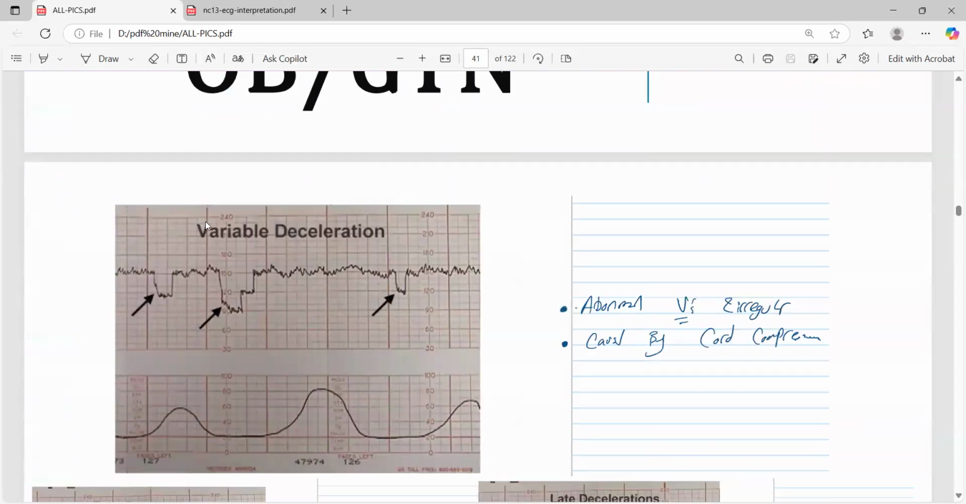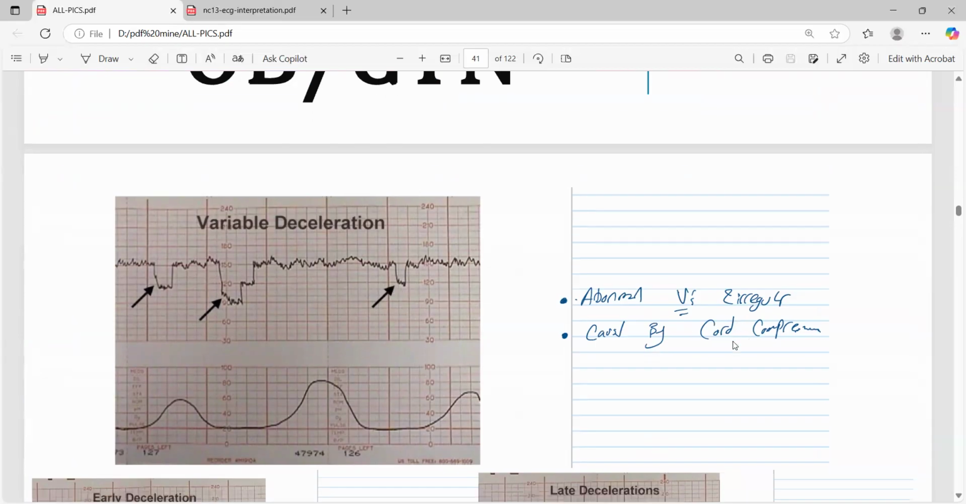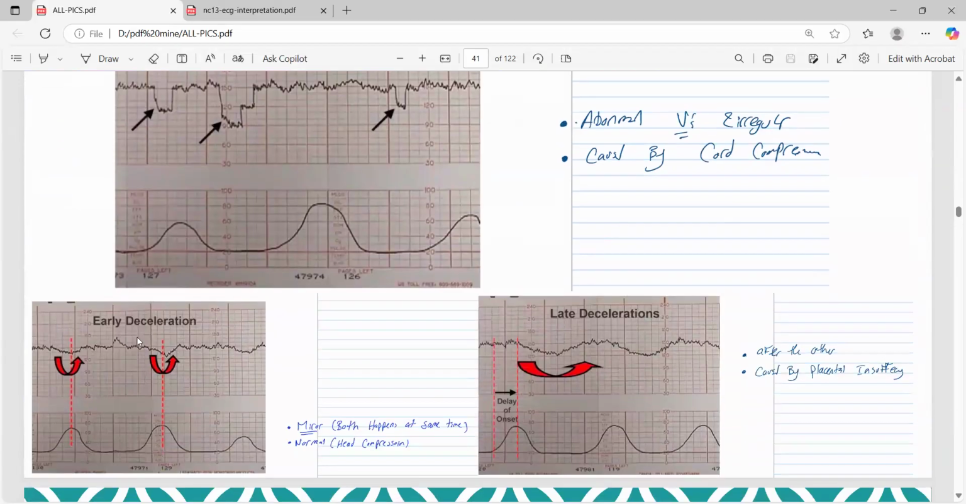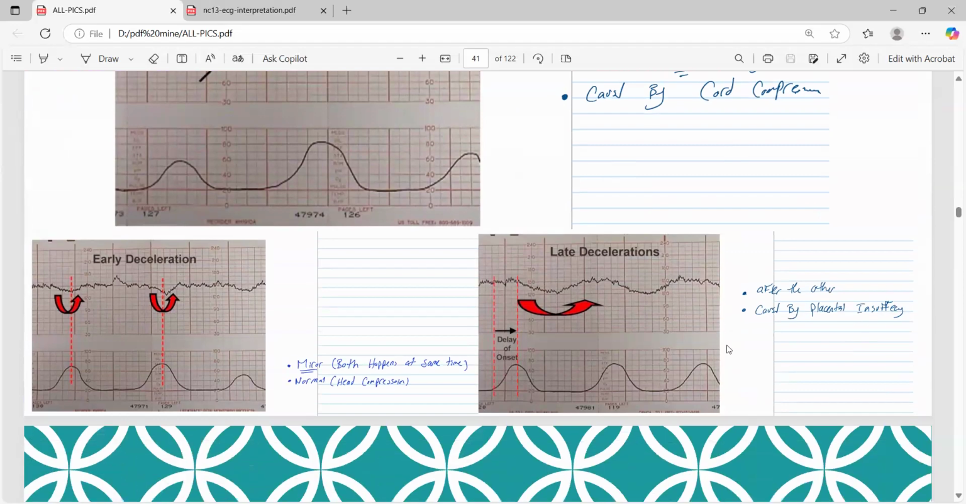Then we are talking about the OB-GYN variable deceleration, how they look. You can see this is not even, not equal. That's why this is variable deceleration. It could be cord compression. Then comes the early deceleration, which is normal. It could be head compression. Then comes the late deceleration, which could be placental insufficiency.